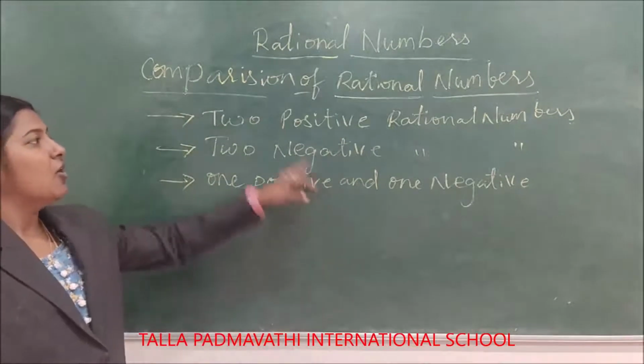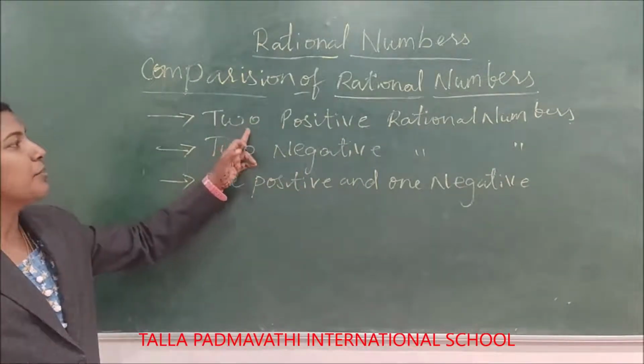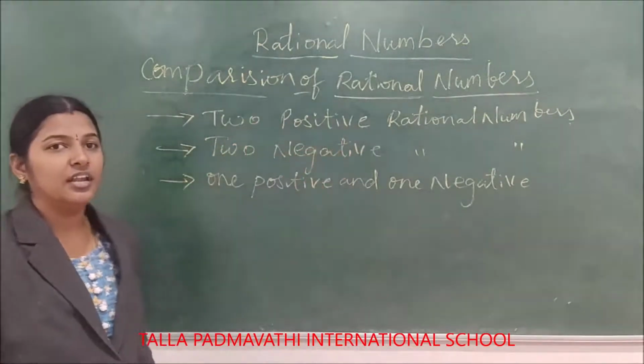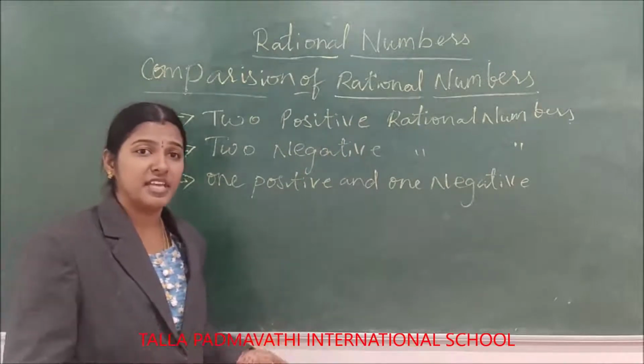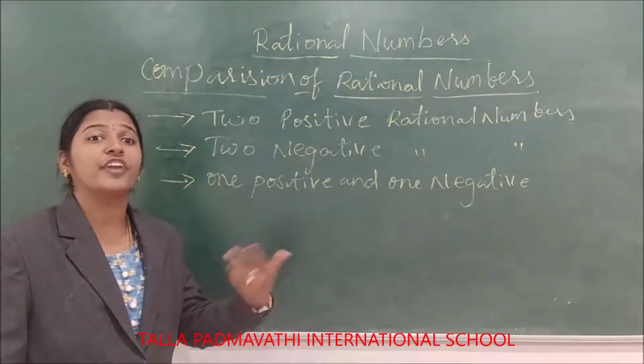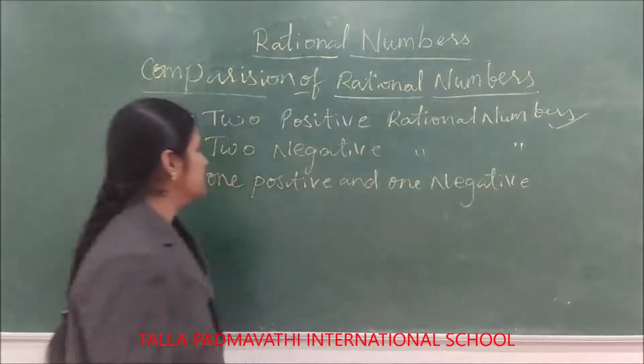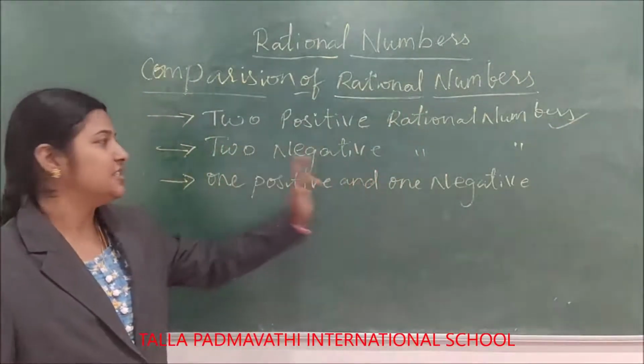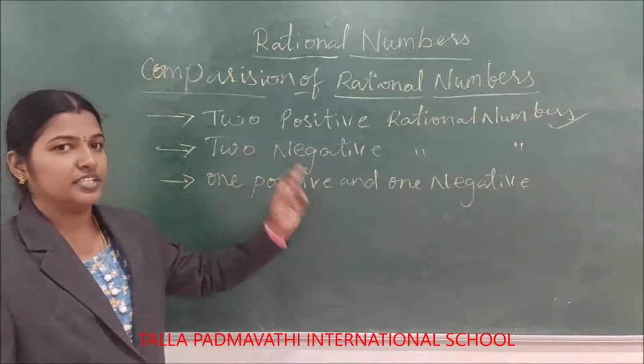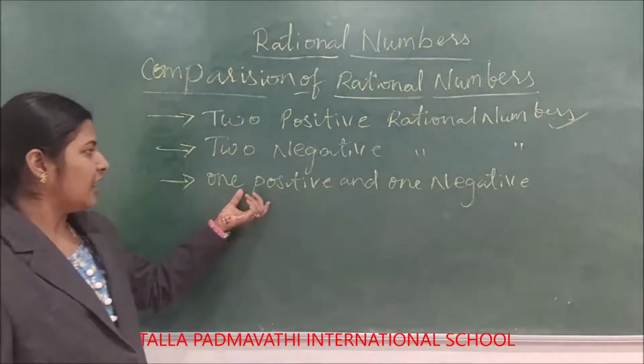So children, already we have seen how to compare two positive rational numbers. Two positive rational numbers are nothing but what? Two fractions. Okay, already we have seen this. Next is two negative rational numbers. Yes, now we need to see the two negative rational numbers. Let us see that after this.